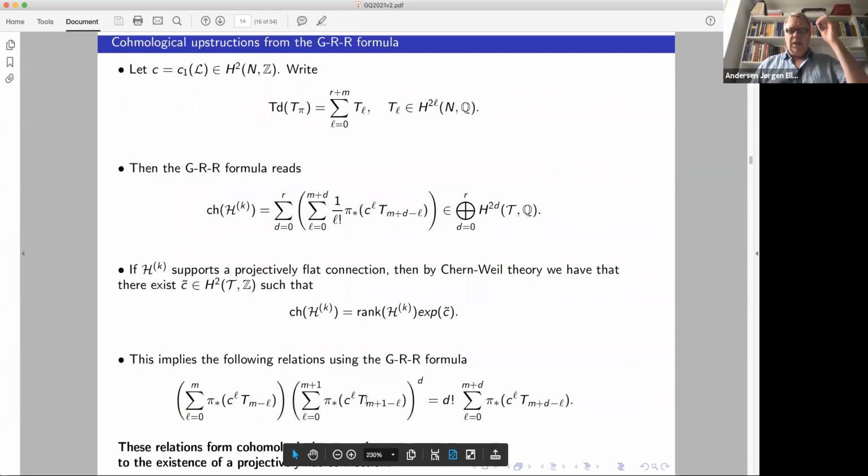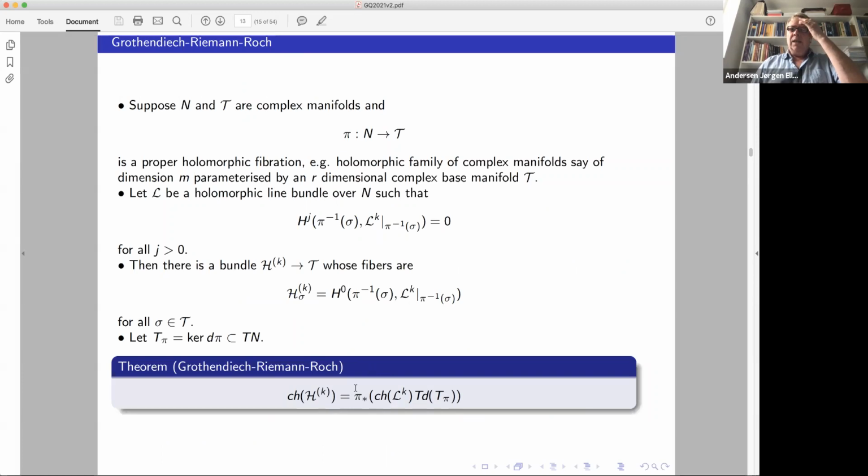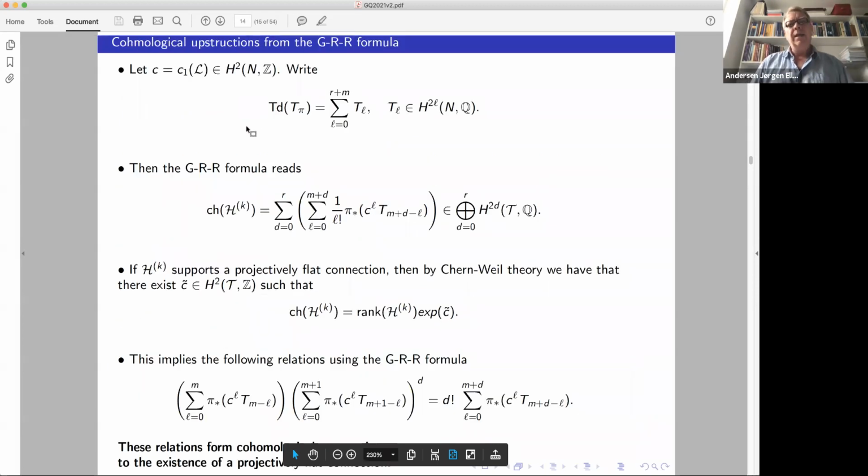And so you see that this here will give you obstructions, because this tells you what the Chern character is. And so that's what I do here in the next slide. So what I do is, okay, let C be the first Chern class of L over the total space. Let us write the top class in its isotypical components which reflect the cohomological degree, so they're called T_L.